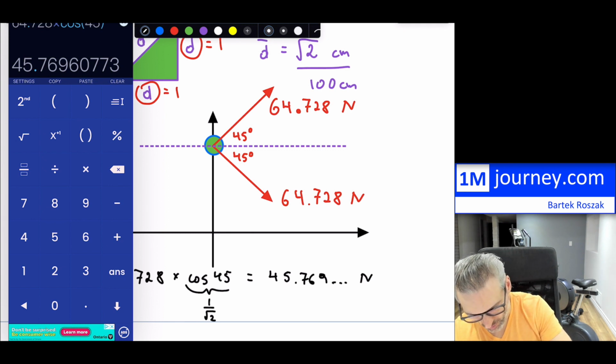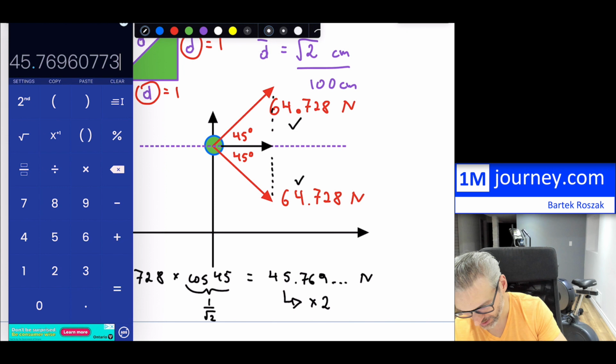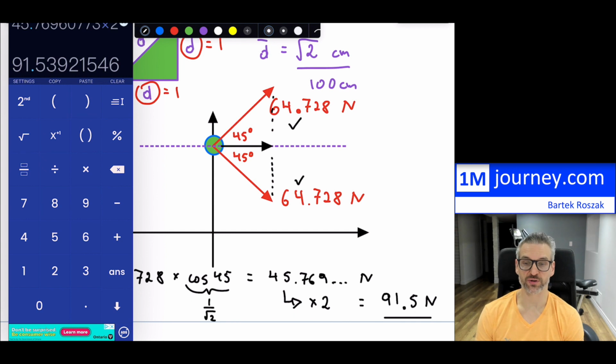Now, that's coming from one of these, and it's also going to be coming from this one, because if you project both of these, they're going to be aligning in this direction. And there's two of them. So you just have to multiply now by 2. Since I already have it, I'm going to multiply this by 2. And you will have 91.5. I'm going to keep it to 3 significant figures. If you want to round it to something else, you can. And that would be the resultant force on Q2.